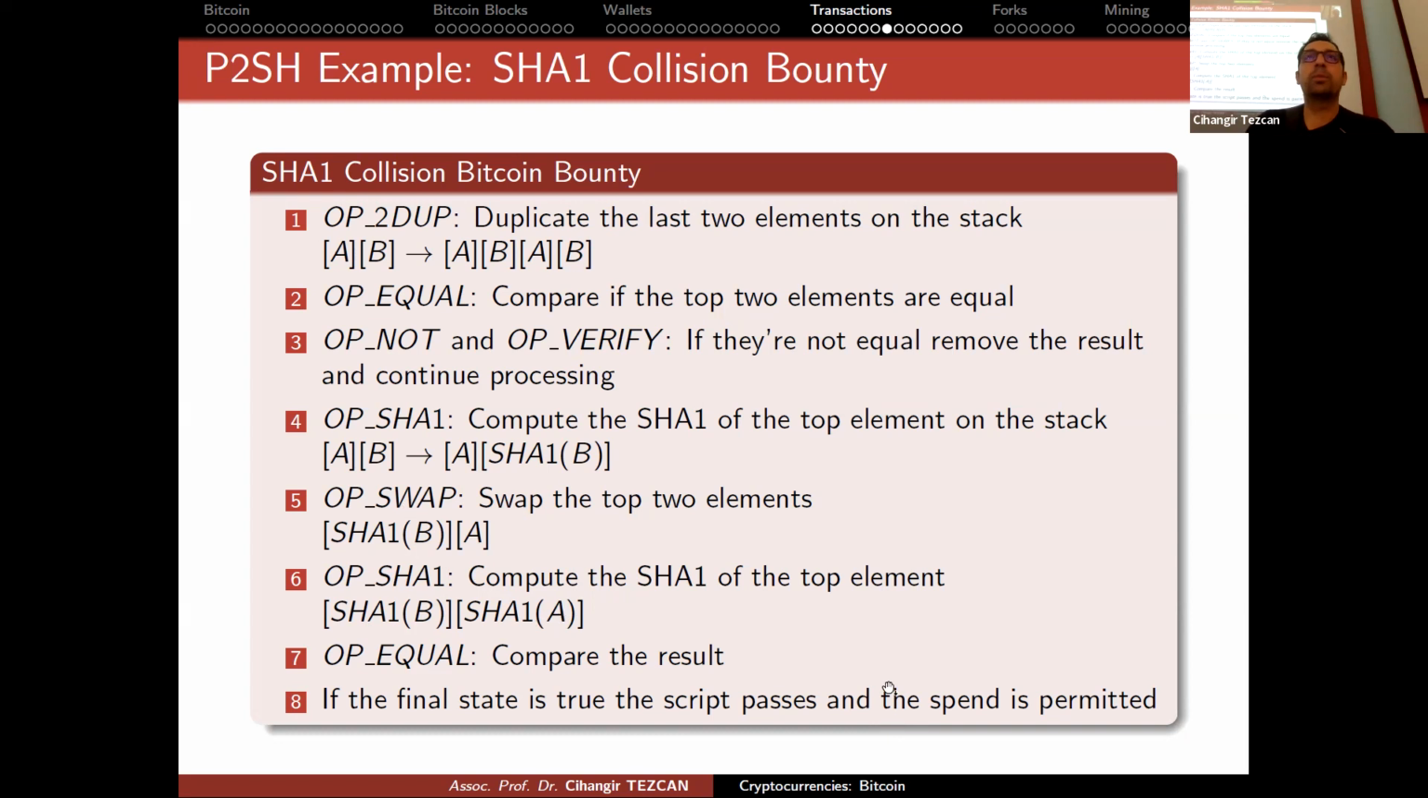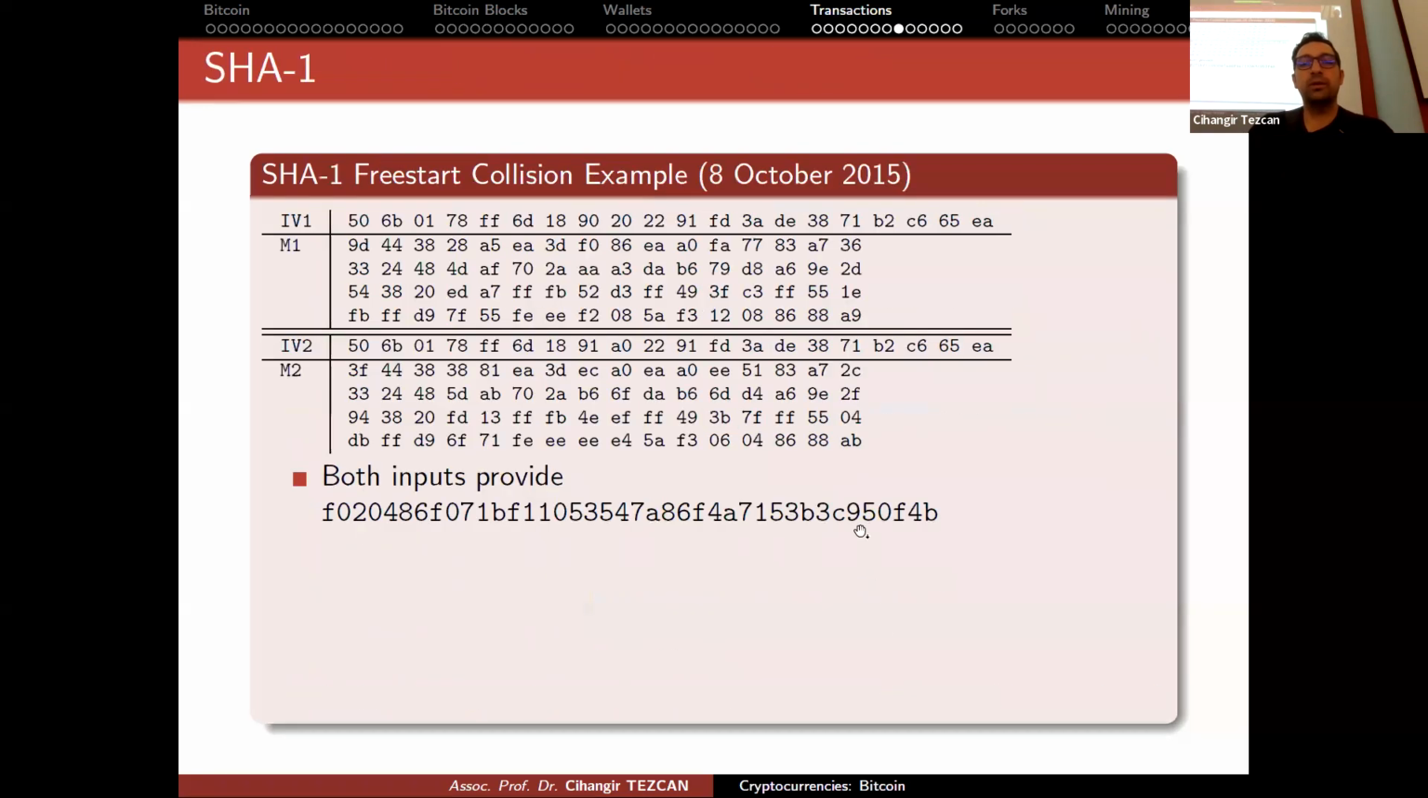So it was an open problem for a long time, as you recall, but in my lectures and also in this lecture, I told you that the first freestyle SHA-1 collision was found in 2015. So this is a collision. As you can see, this is a message M1 and this is M2. They are different. For instance, this one starts with 9D and this starts with 3F, and both provide the same output.